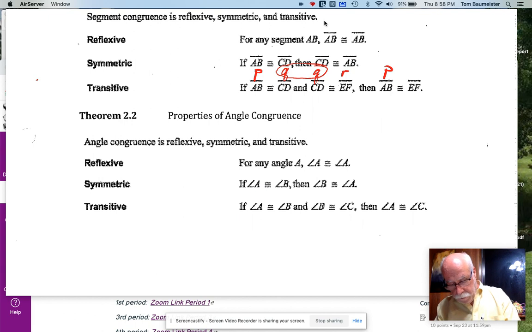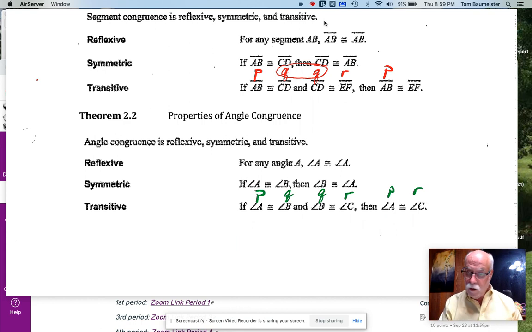Let me go ahead and do this again. If angle A is congruent to angle B and angle B is congruent to angle C, then we can say that angle A is congruent to angle C. Just like I showed you the other day with P, Q, and R. All right, so that's what we need to know right there.